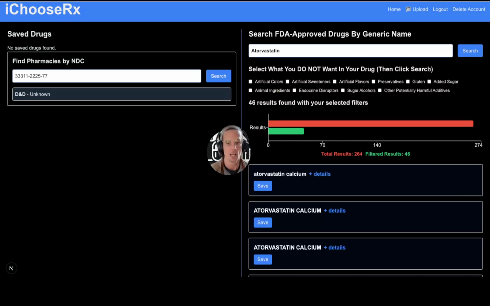So I'm in a new category here that's kind of general, and I'll explain more about that later, but no other potential harmful additives. There's a main one here that is called titanium dioxide, and there's a lot. It's mainly used as a whitening agent, and there are 260 taken off.